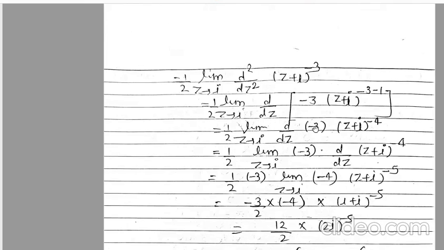Now second time differentiation with respect to z, so minus 3 as it is, minus 4 because the power will be one less, minus 4 into (z plus iota) to the power minus 5, right? So this is the double time differentiation of (z plus iota) to the power minus 3, right? Now just solve this and you will get your residue at z is equal to I as 3 upon 16 iota, right?